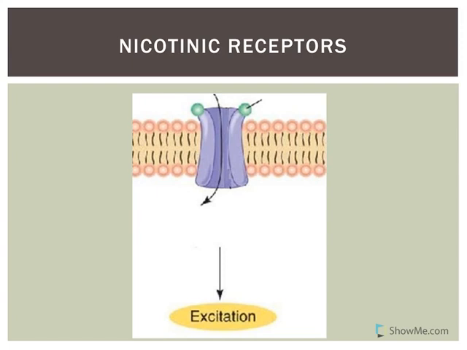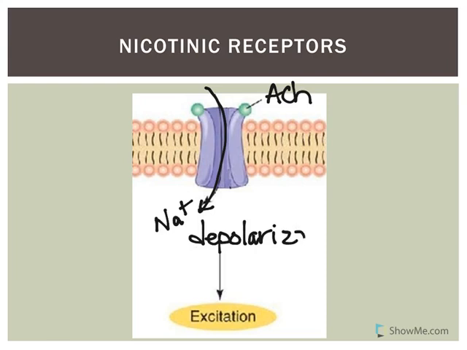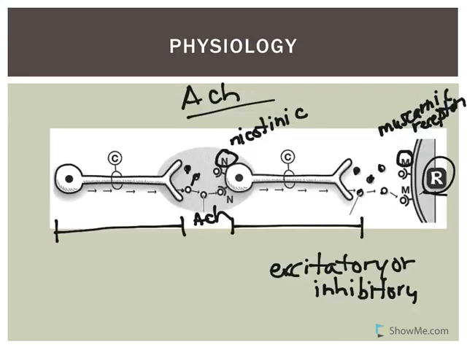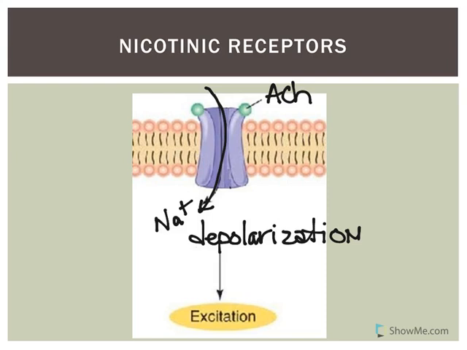So nicotinic receptors are ligand-gated sodium channels. Here acetylcholine has bound to this nicotinic receptor. What is allowed is sodium to enter the cell, which leads to depolarization, which causes excitation. In this case, we're going to generate an action potential, and that action potential is then going to travel along the postganglionic neuron, and that will cause release of acetylcholine by the postganglionic fiber.